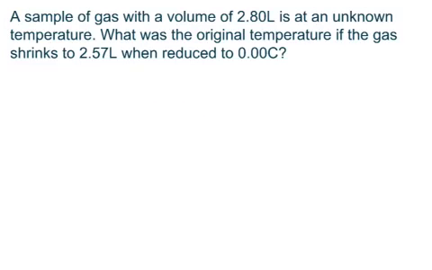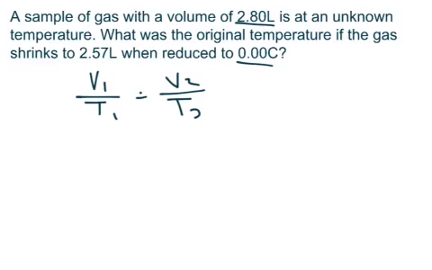Okay, one more. So some of you might remember this, some of you won't. Now we have volume versus temperature. There's no mention of pressure, which means we're going to leave P out. So this equation is going to be V1/T1 equals V2/T2. Here's the problem. It says that this sample of gas is reduced to 0 degrees. And if we put 0 on the bottom of a fraction, we're just going to get an answer of 0.